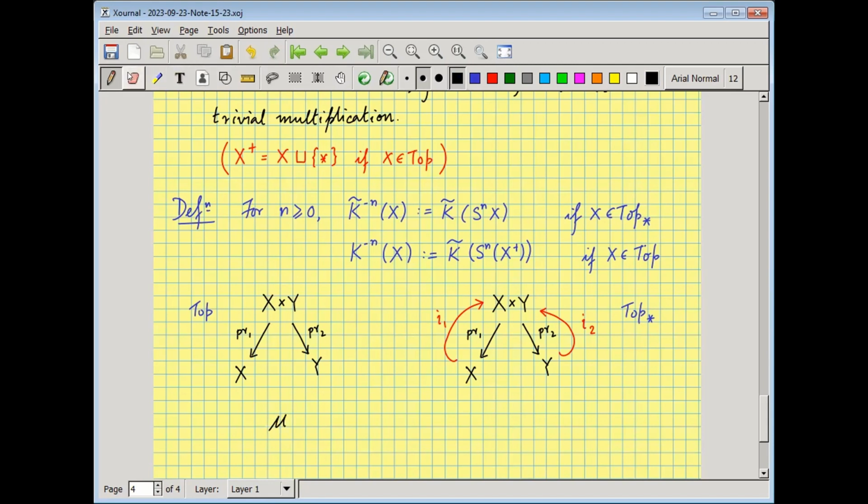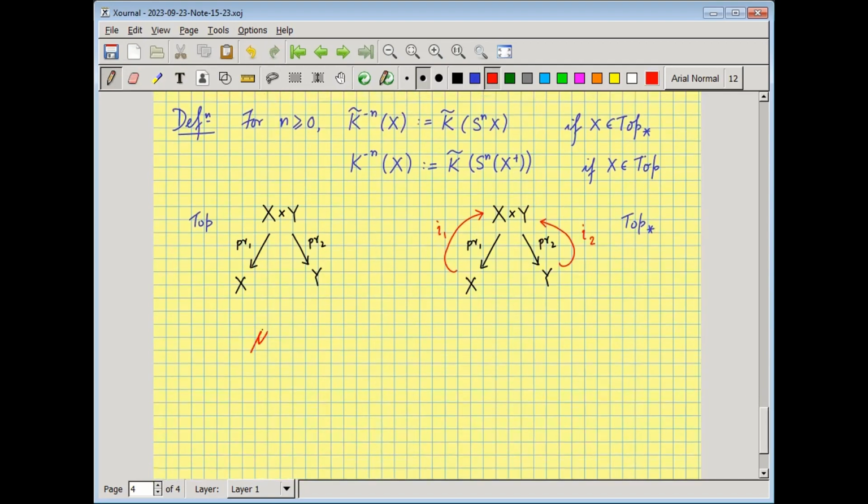So let me use a different one, because we're going to talk about this map mu. The point is that there's a map mu, and where does it go? Well, it goes from K(X) tensor K(Y). This is a tensor over Z. I might stop writing that, but it is understood. So I'm saying there's a map like this.